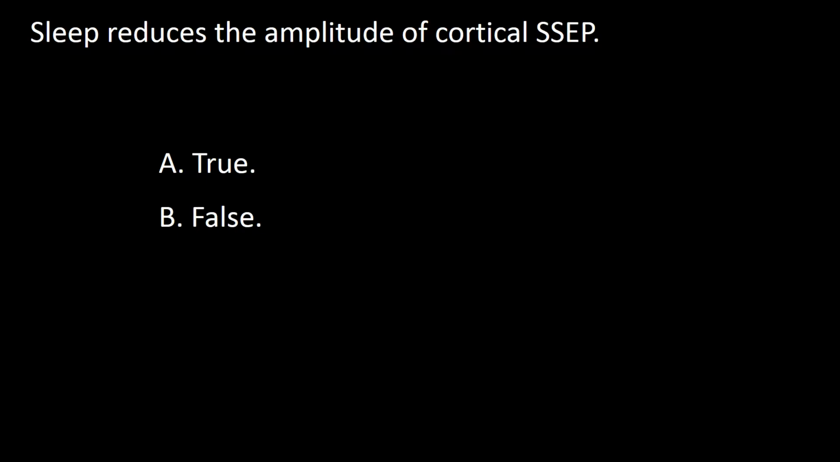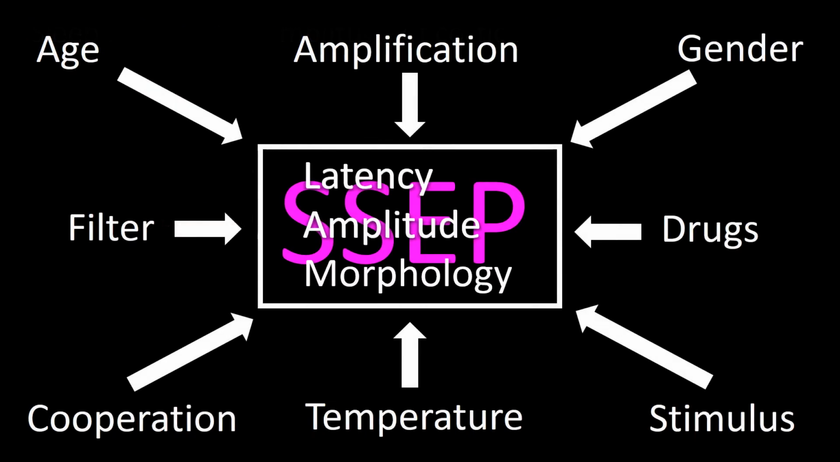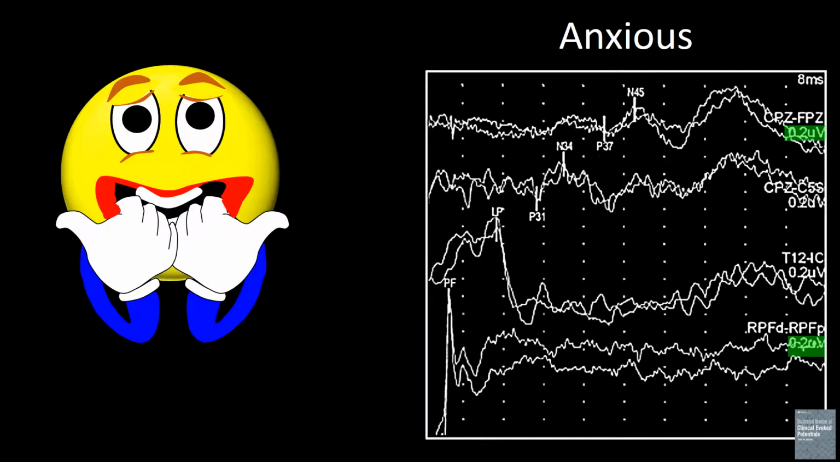Next question: sleep reduces the amplitude of cortical somatosensory evoked potentials. A true, B false. Among the factors that can potentially influence somatosensory evoked potential latency, amplitude, and morphology, cooperation is at the top of the list. This is an example of a somatosensory evoked potential study done in an unrelaxed anxious patient. Notice that all the tracings are very wavy.